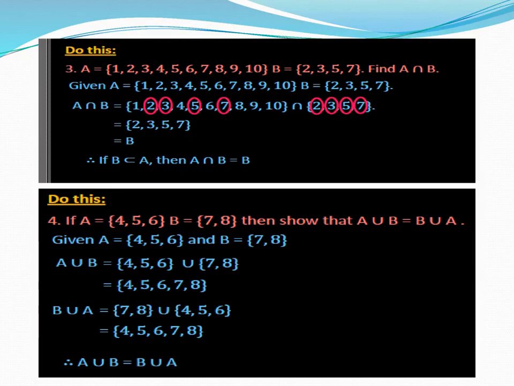Given A equals {4, 5, 6} and B equals {7, 8}, first find A union B. Union means you write all elements from the given two sets. Then we write 4, 5, 6, 7, 8. Now we go on to find B union A. So B {7, 8} union A {4, 5, 6}. Now we write the total elements contained in both sets: 4, 5, 6, 7, 8. Therefore A union B equals B union A.